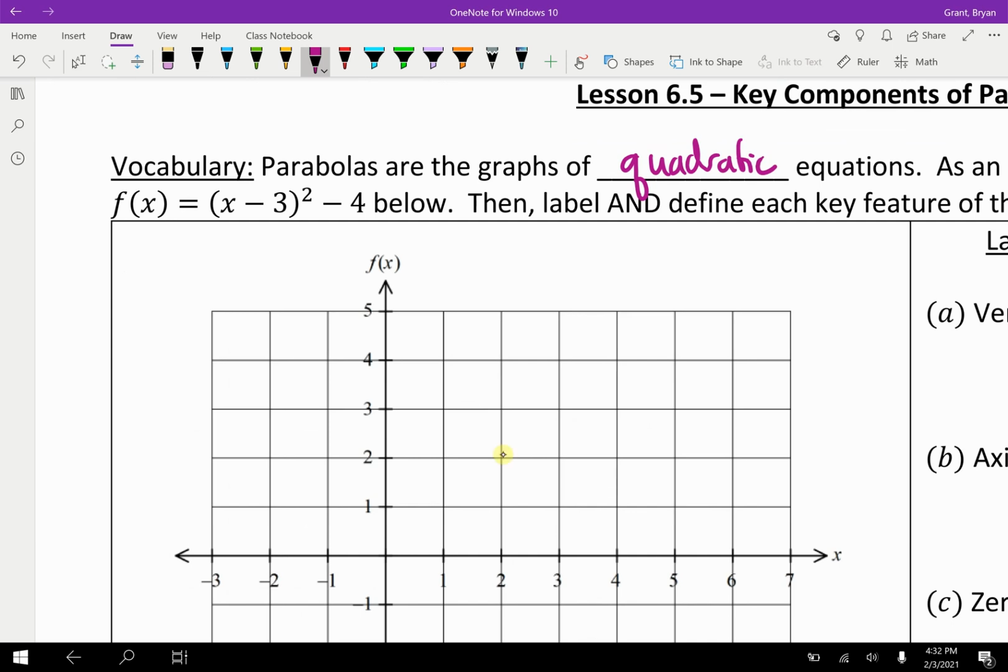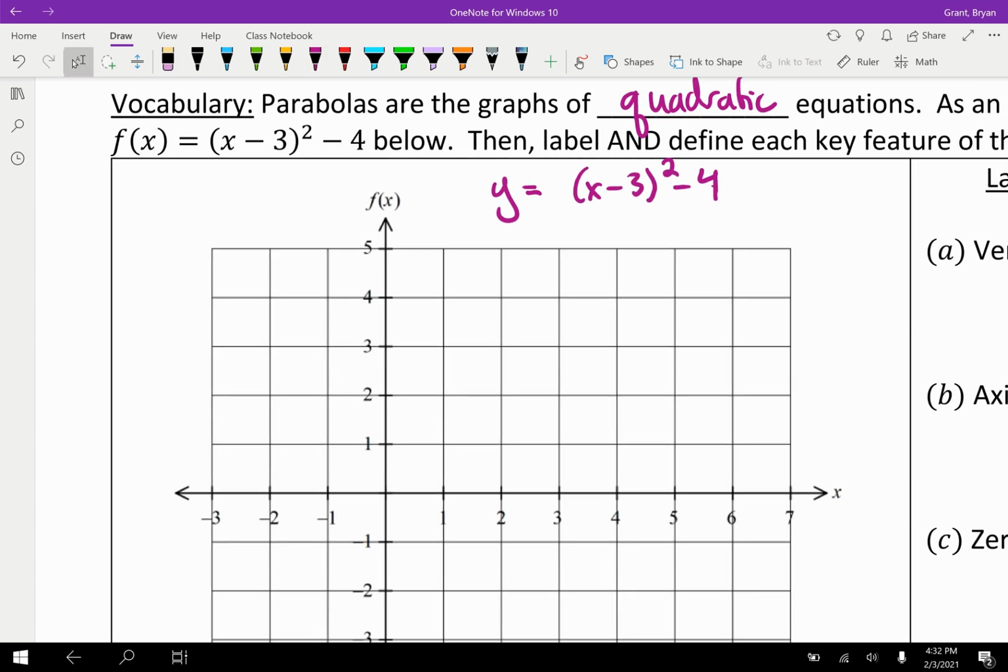F of x is just the function notation way to write the output of an equation. So if you don't like that f of x and you'd rather replace f of x with a more common variable like y equals x minus 3 squared minus 4, that's totally okay, right? It's just a different way to write it. It's not using function notation. It'll still be the same graph. Now, if you've forgotten how to graph, you can always look back to your first couple videos or notes.